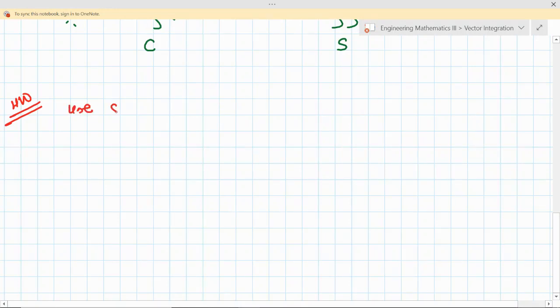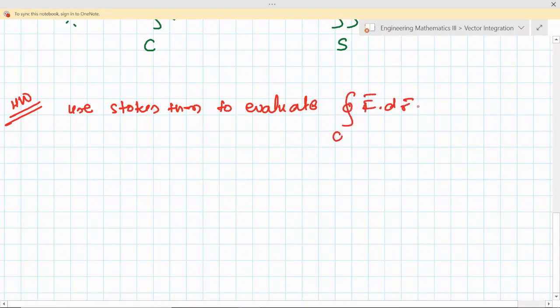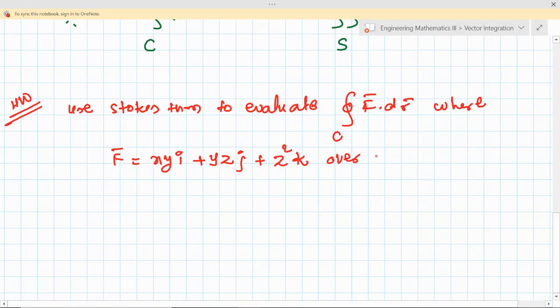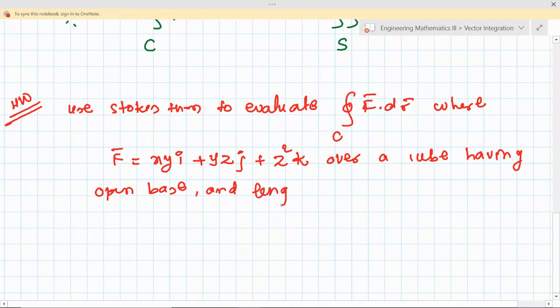Okay, so use Stokes theorem to evaluate the integral of f bar dot dr bar over c, where f bar is equal to xy i plus yz j plus z square k, over a cube having an open base, and the length of a side of the cube is a unit. Okay, so this is the example. Just try this example at home.